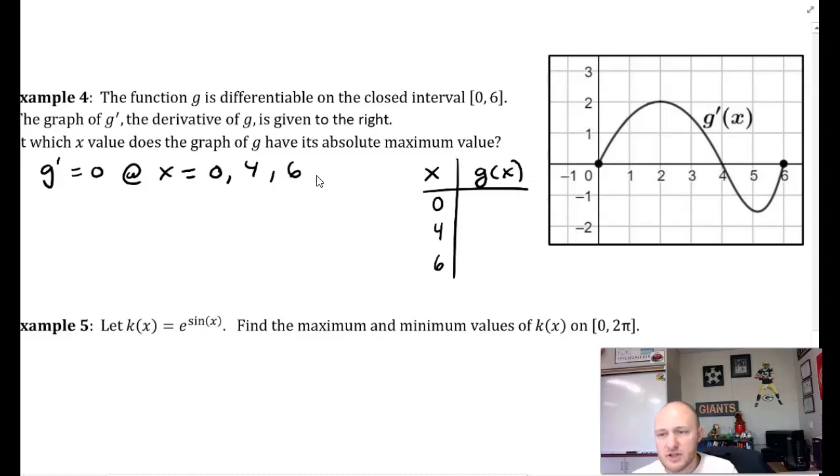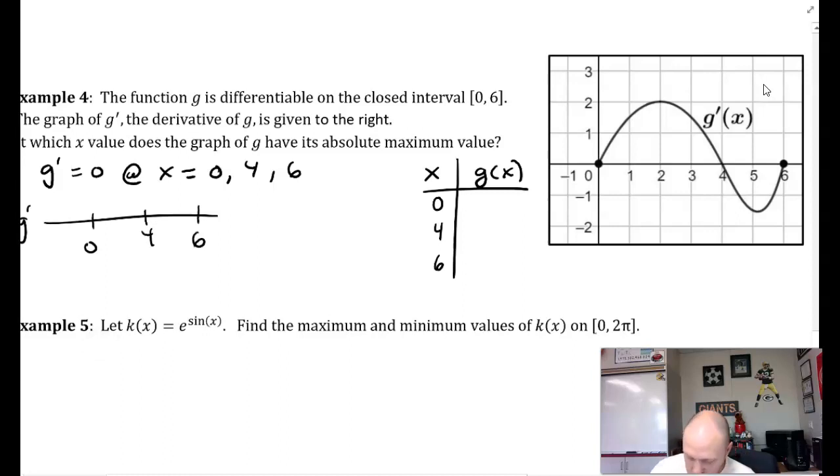Now, the problem with this problem is that I'm not given any information about g. I don't have a function value. But what I do have is g prime. Now, on a g prime sign chart, if I listed 0, 4, and 6, you can tell that g prime is positive between 0 and 4. So therefore, I know that my function is increasing. It is negative between 4 and 6, so I know that it is decreasing.